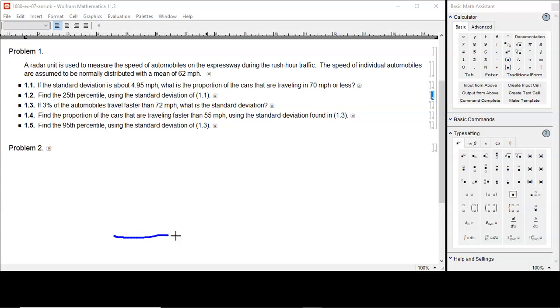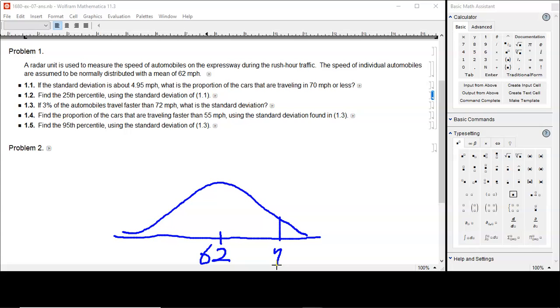Okay, let's go ahead with the picture. Okay, all right. This time the picture came out relatively well, 62. And then, let's see, where's 72? And then 3% of the cars are driving faster than 72 miles per hour. So this probability here is 3%. Does it make sense? Therefore, this part here, that's 97%.